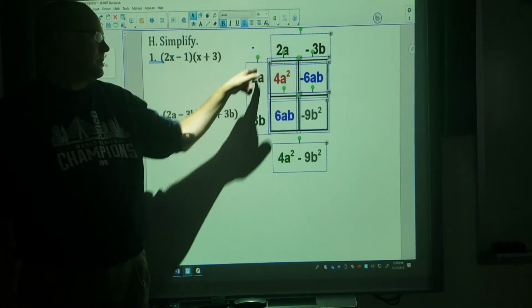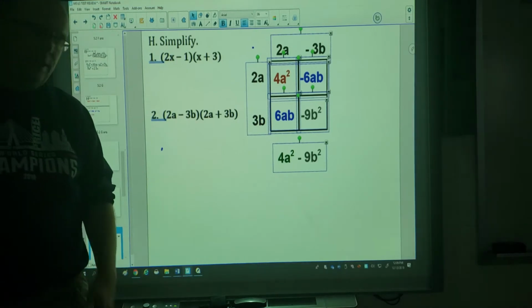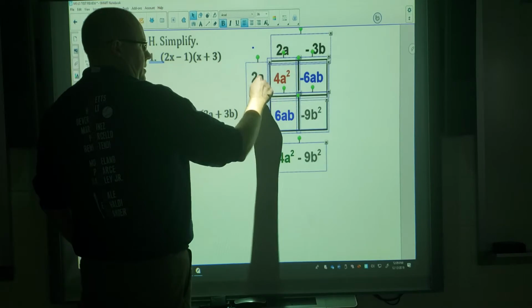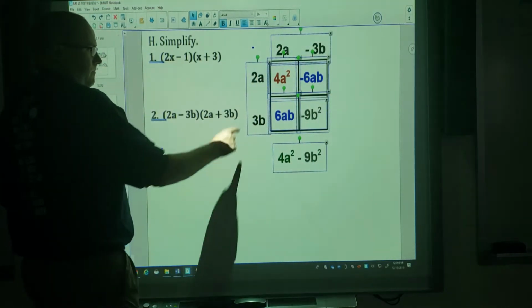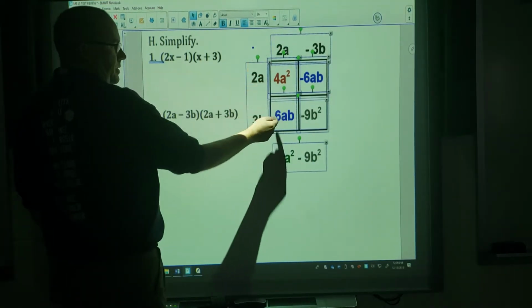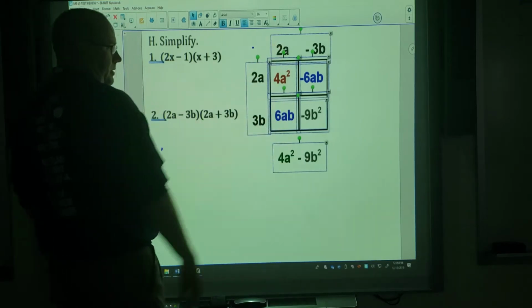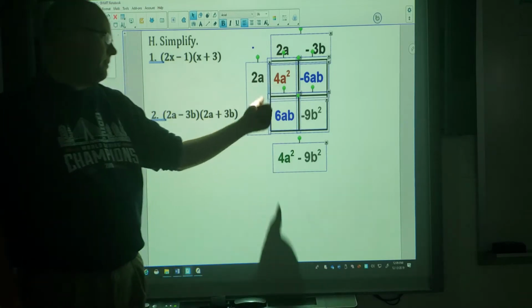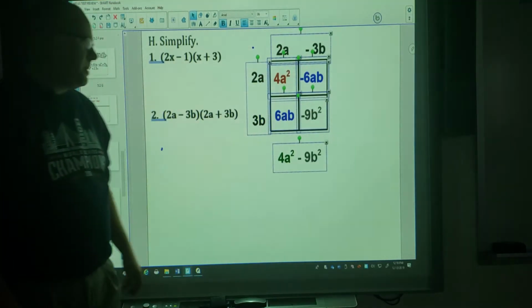2 times 2 is 4, a times a is a squared. Noticing again, we've got our squared in that top corner. 2 times negative 3 is negative 6, ab in alphabetical order. 3b times 2a, 3 times 2 is 6, and then ba, just flip it so it's back in alphabetical order. And then last one, 3 times negative 3 is negative 9, and b times b is b squared.